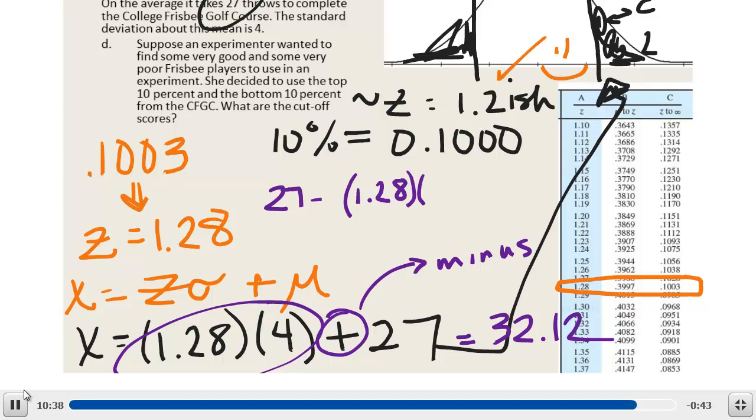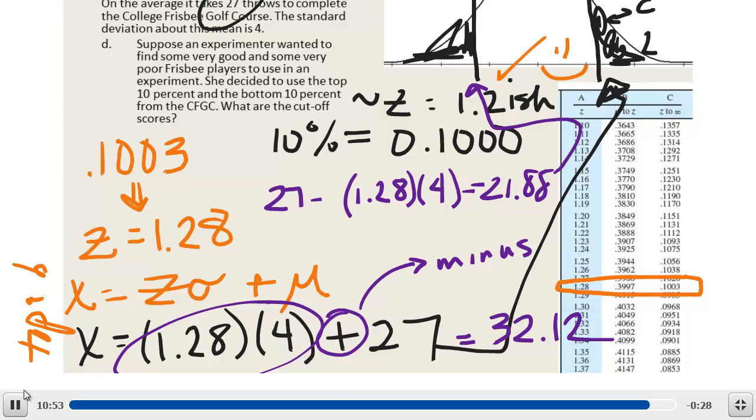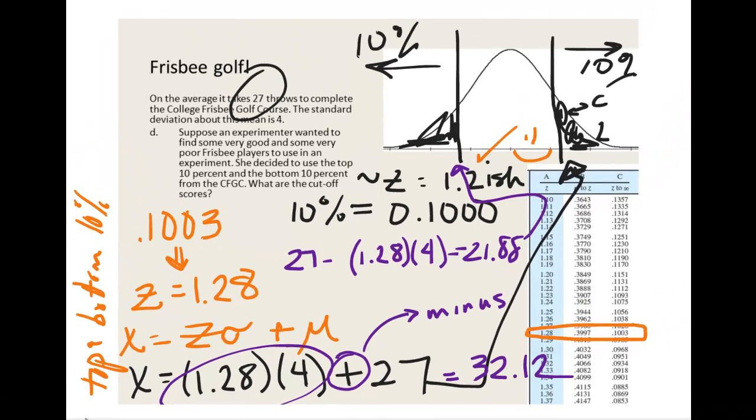Now what I need to do is calculate it to the left of the mean. So I'm going to take the mean, 27, and this time I'm going to subtract 1.28 times 4. And that gives me 21.88, which means that a score of 22 or lower would mark off the top 10% of golfers.